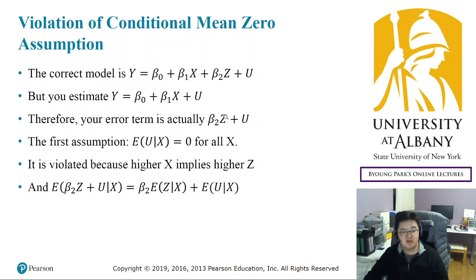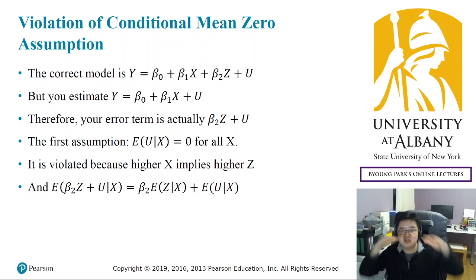And then the problem here is that higher COVID cases imply higher government spending. So if you replace the error term with beta 2 Z plus u, then this can be written in this way. Even if the original error term is okay, suppose that this is fine, it is zero. But the problem is here. It is not zero. So the expected value of the government spending increases as x increases. The point here is there is a trend.